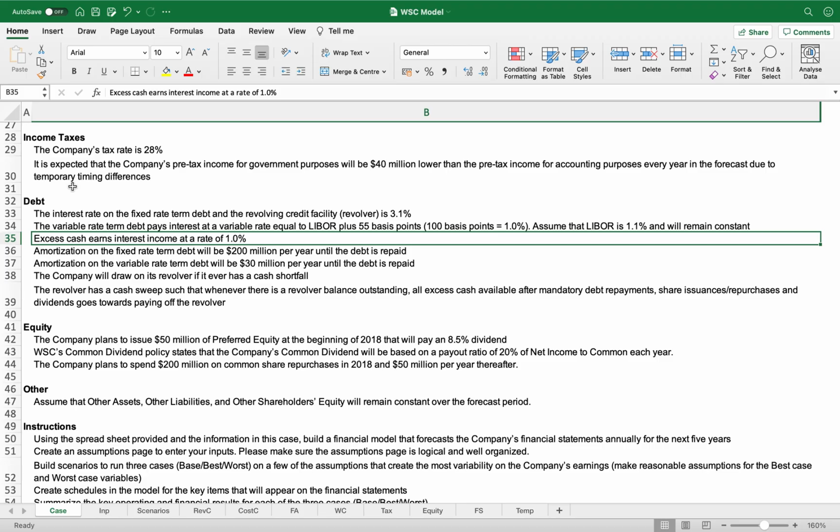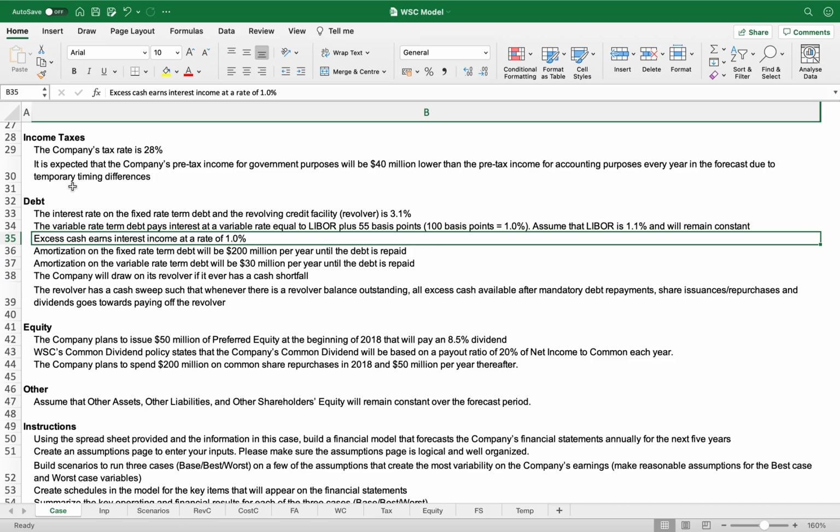Amortization on the fixed rate term debt. What is amortization of fixed rate term debt? This is nothing but a repayment of debt, right? So repayment of debt is also known as amortization of the debt. So the case study says amortization on the fixed rate term debt will be $200 million per year until the debt is repaid. So every year it will be $200 million until the debt has been repaid.